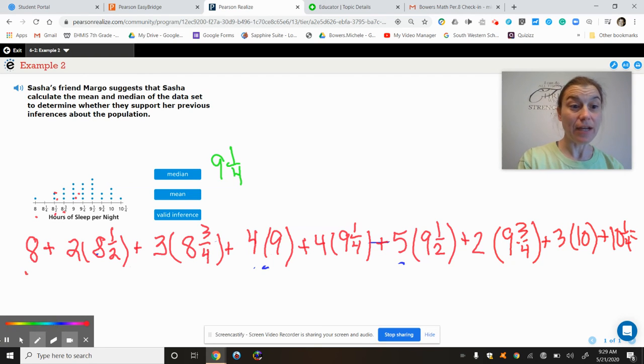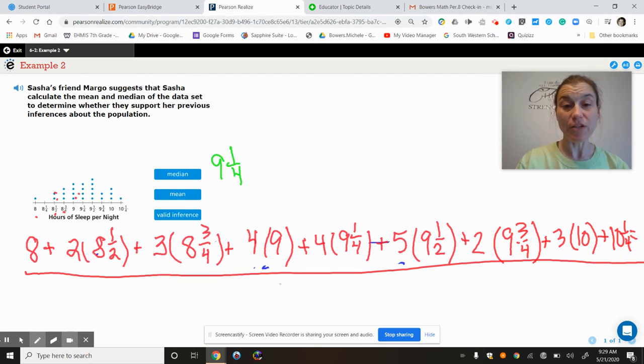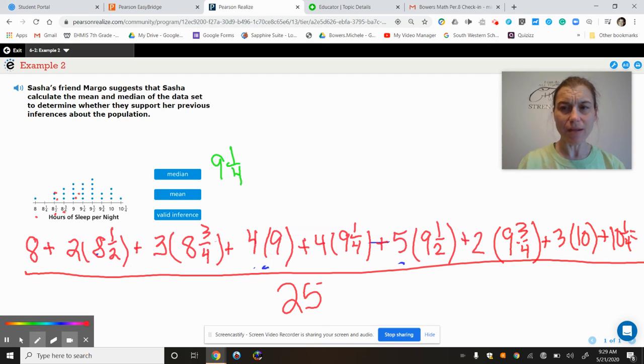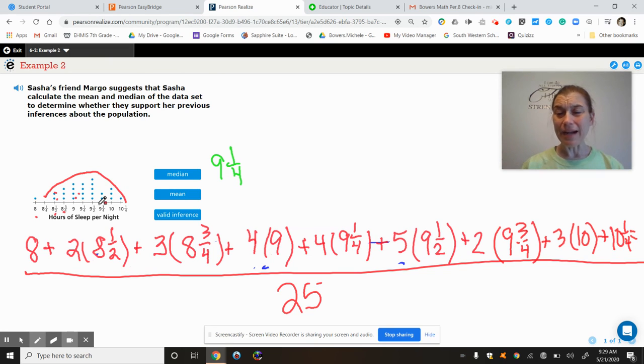I'm going to divide this entire answer, whatever this is, by 25. When I do that, the number that I get should be somewhere around 9, because most of the data clusters here, in this region. So you would think that the mean should probably be between 9 and 9.5. So I'll let you figure that out for yourself.